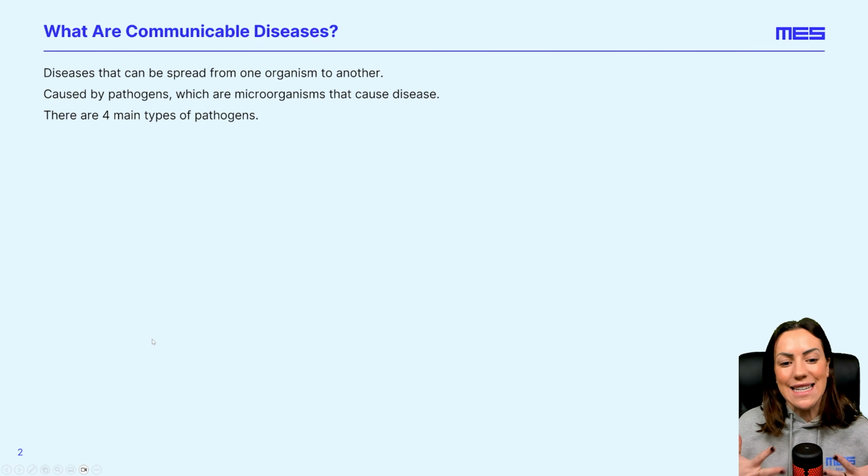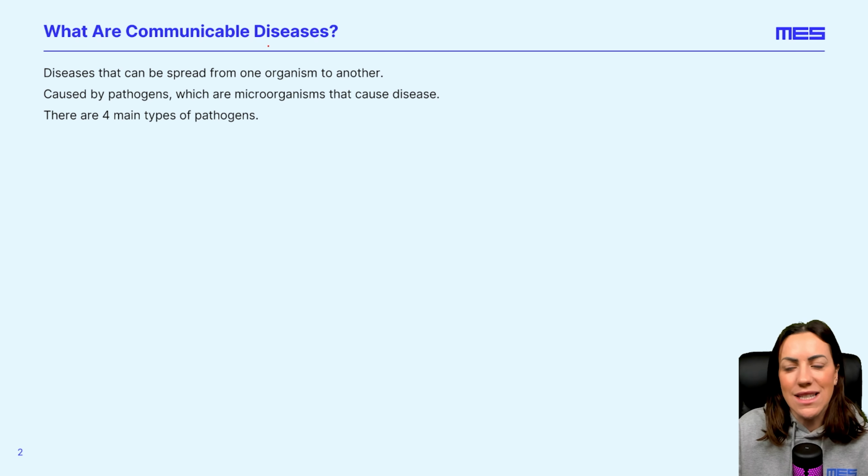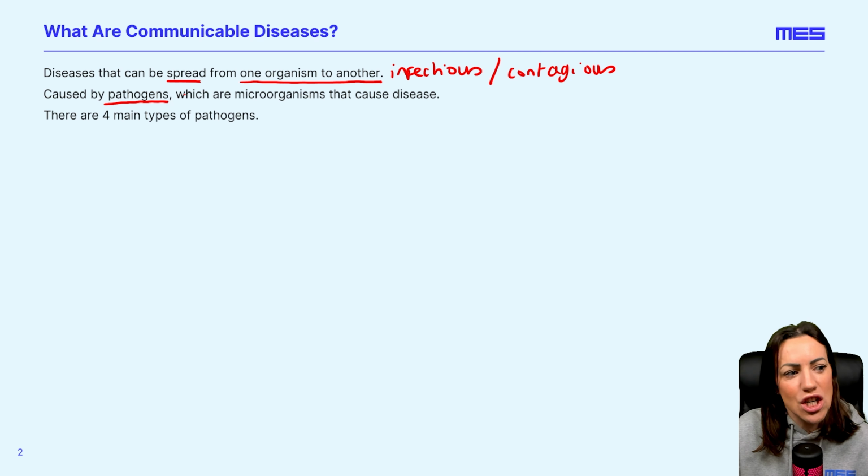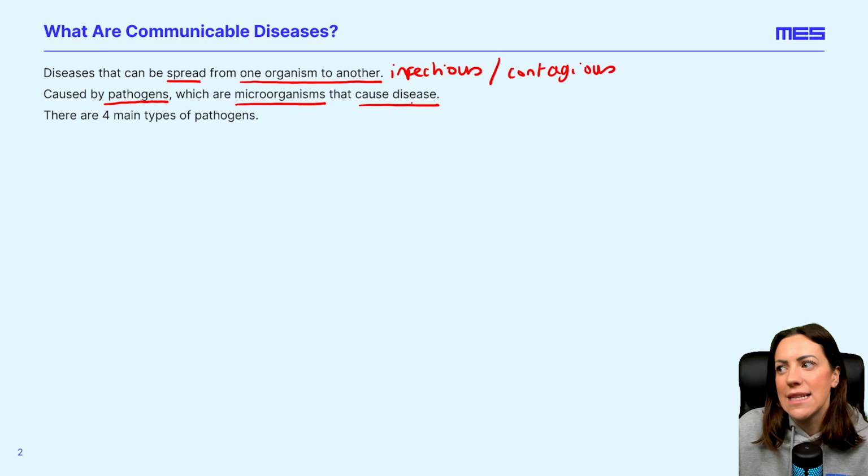So this is Module 3 for GCSE AQA Biology, which is infection and response. So this is all about communicable diseases. So first of all, what is a communicable disease? It's a disease that can be spread from one organism to another. So you could also describe it as an infectious disease or a contagious disease. These diseases are caused by pathogens. Now, the definition of a pathogen is a microorganism that causes disease. So microscopic living things that cause disease.